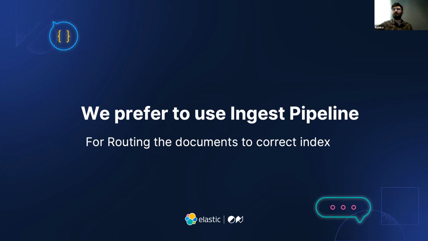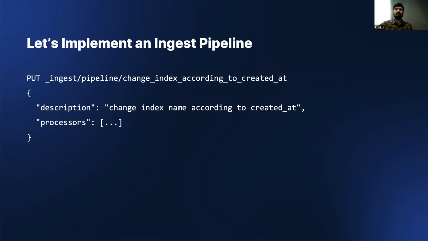So we prefer using the ingest pipeline as I mentioned before, and we don't want to put the logic into our microservice or Logstash instances, to make it easily reachable by the data team. So let's implement the ingest pipeline. Elasticsearch provides an endpoint, ingest/pipeline, and we will use this endpoint to create the pipeline.